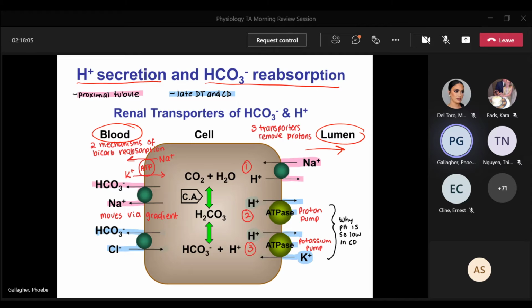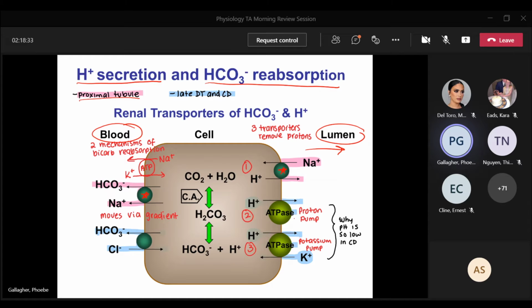Okay, so the pink is showing you the transporters that are found in the proximal tubule. This should look familiar because remember, sodium is going to be transported with bicarbonate together because sodium pretty much transports everything in the proximal tubule. And we also have a sodium proton antiporter, which should also look familiar because that's also found on the proximal tubule, and we kind of briefly discussed it.